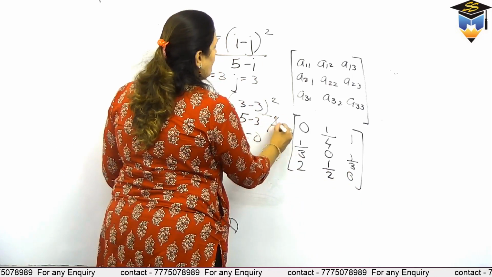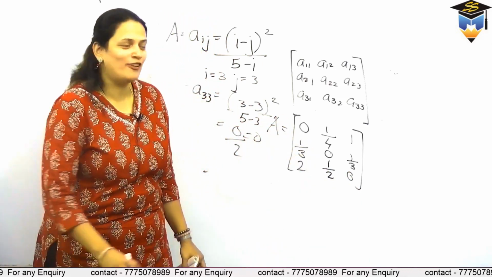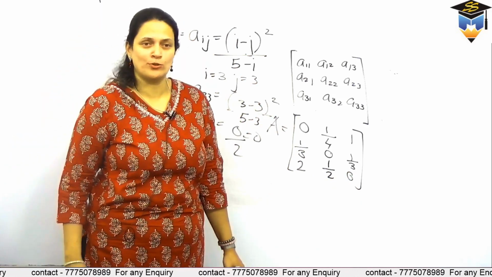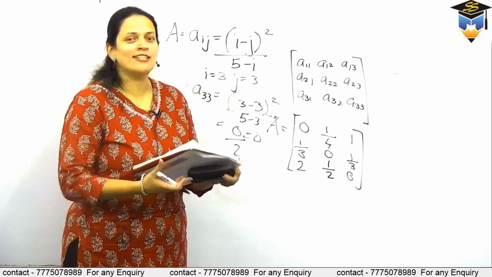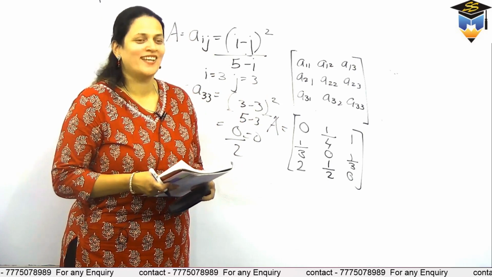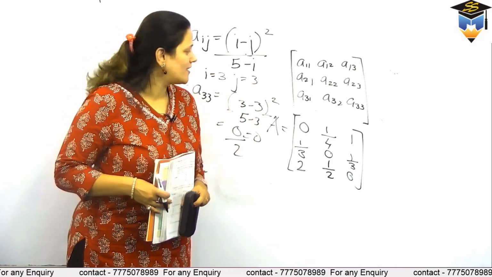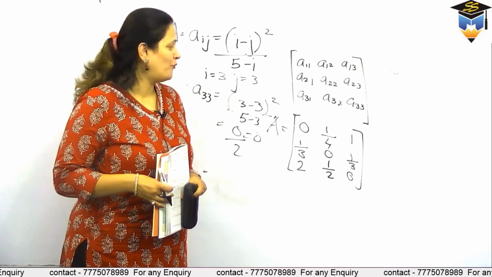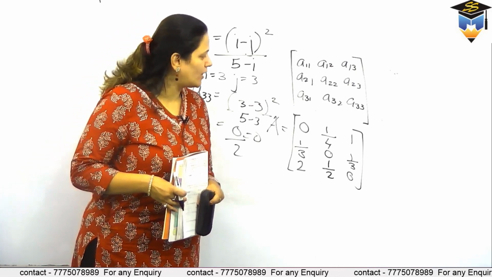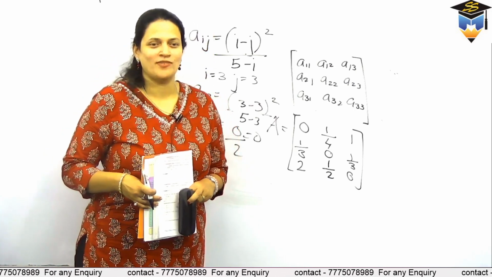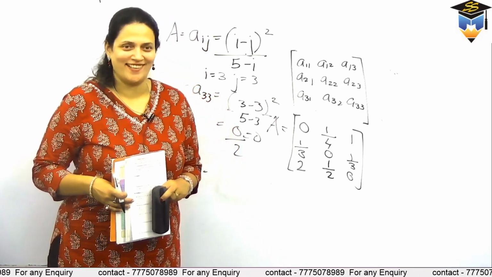So finally we have formed our matrix A with these following elements, from this condition that is given to us. Yes, isn't it interesting? So our final matrix has the elements 0, 1 upon 4, 1, 1 upon 3, 0, 1 upon 3, 2, 1 upon 2, 0. Understood?